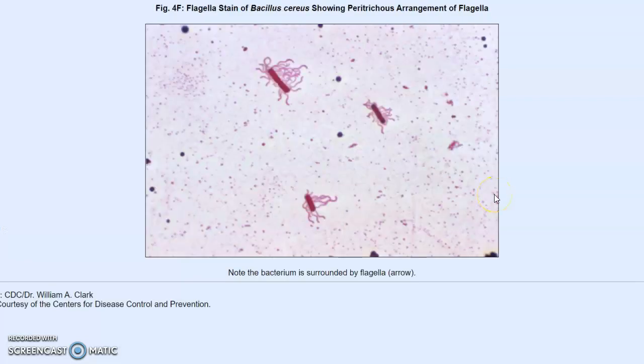Our last flagellar arrangement that we have is referred to as peritrichous. And this is where we have flagella that go over the entire surface. So instead of these being polar, instead of these being at the ends, you see they're all over the surface. So we have this rod-shaped bacterium, and here we actually have two that are kind of still stuck together. And you notice all of the different flagella coming out from it. So the flagella would be covering the entire surface of the bacterium.